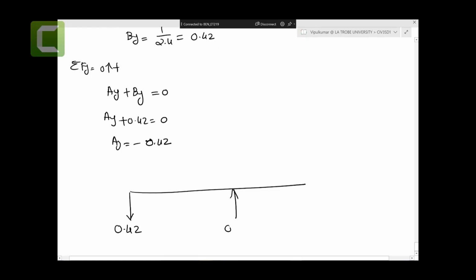0.42, 1, 2.4 meters, 1.2 meters, A, B, and C. Simple, right? So one virtual, you might ask why the moments. We are finding rotation, so we put the virtual moment load. If you're finding displacements, we put the virtual load at the points where we want to find the displacements. And at point A and point B the reaction forces are 0.42 going down and so on.